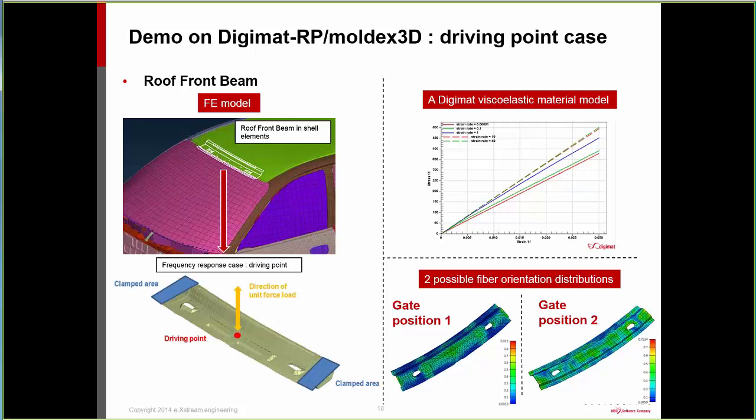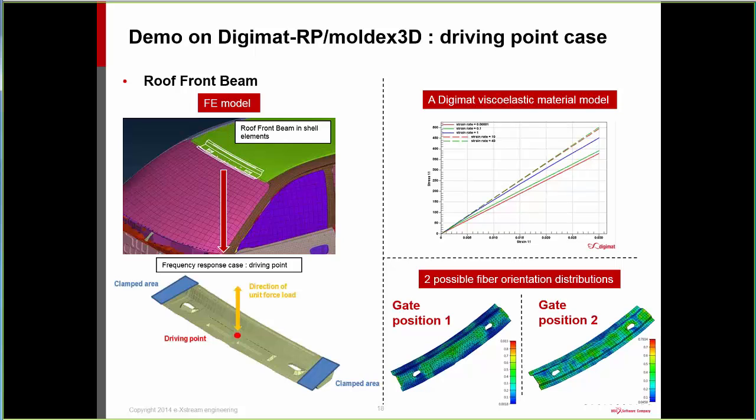So I will now show you how we can set up such a calculation with Digimat today. The example I will use is a frequency response analysis, a driving point analysis, made on a full front roof beam of a car.